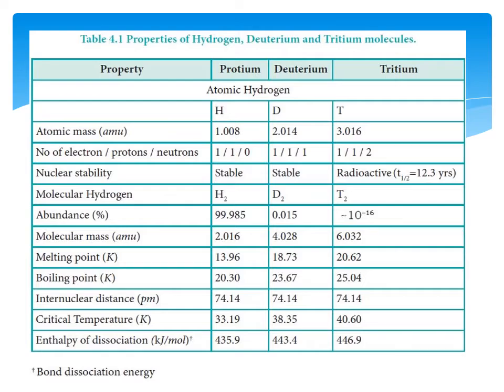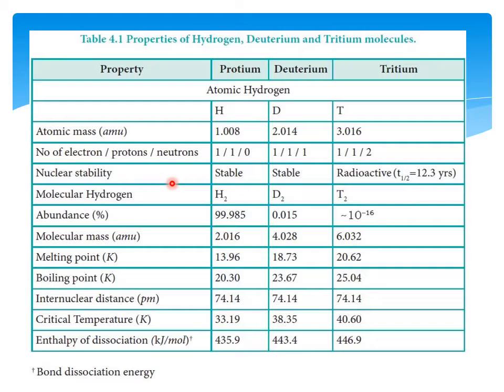Let us learn the comparative properties of protium, deuterium and tritium. Here the symbol for protium is H, deuterium D and tritium T. The atomic mass of hydrogen is 1, deuterium 2 and tritium 3. And the number of electrons, protons and neutrons, in that order, is given: number of electrons 1, number of protons 1 in all the three. But for the neutrons, for hydrogen it is 0, for deuterium 1 and for tritium it is 2.